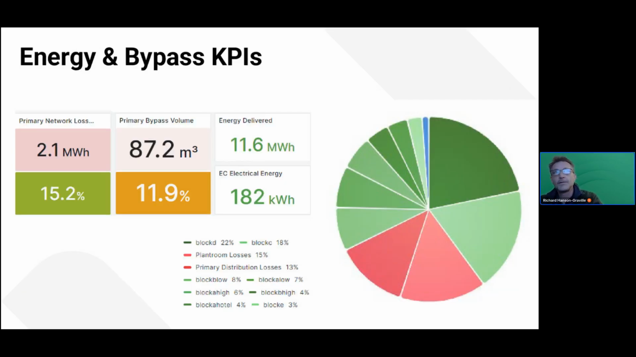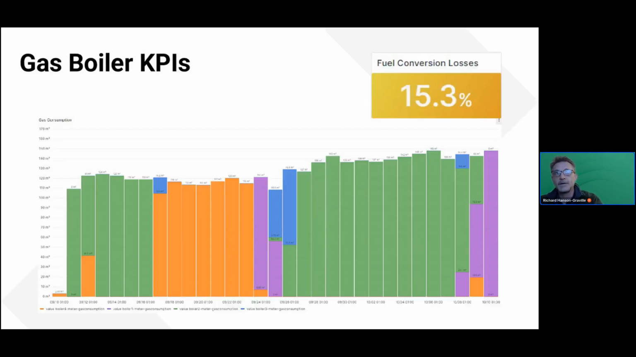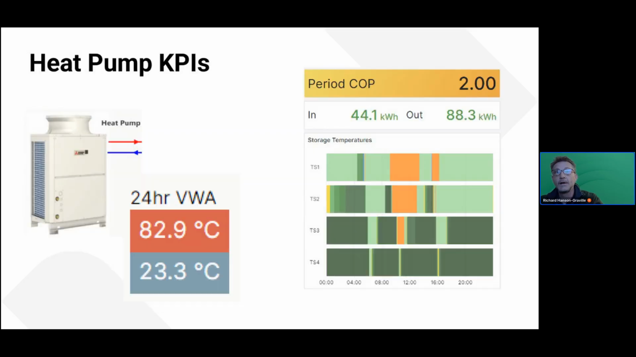There's KPIs for bypass flow energy. So these are all available from the BMS systems once you turn them on and run them through, say, a KPI function. A gas boiler or conversion efficiencies. Surprising how that can vary by the boiler.